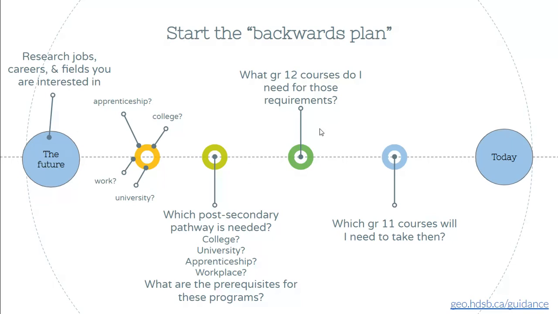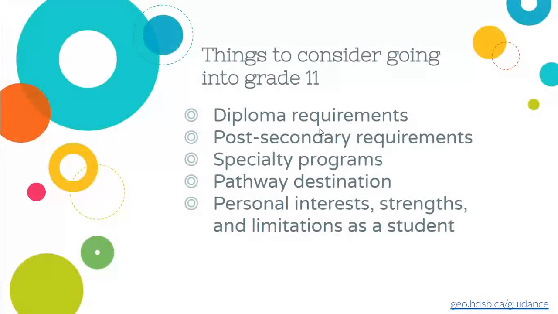Is it college first and then university? Is it university, then college? Is it workplace and then apprenticeship? It may be a combination of a number of those things. And then as you come closer to today's date, what grade 12 courses do I need in order to gain entry, a prerequisite really, to those post-secondary programs? And then the result is, what grade 11 courses do I need to take in order to take the grade 12s in order to get into those post-secondary programs to get the job that I want in the future? So that's really what we call the backwards plan.